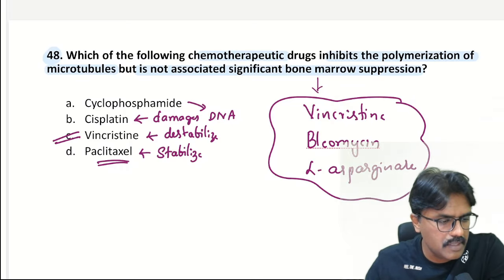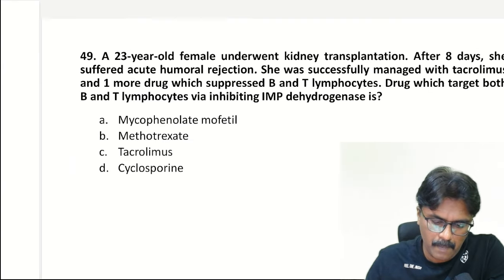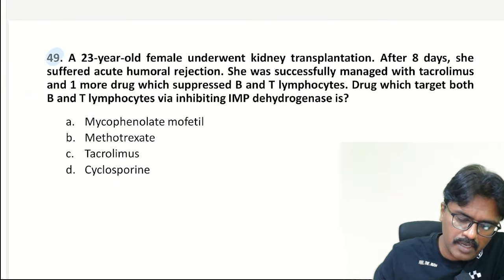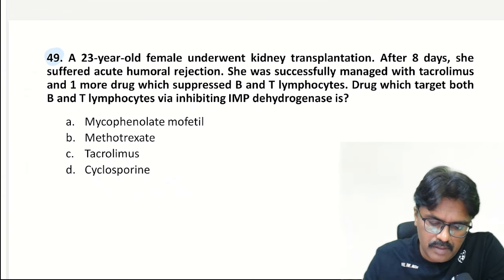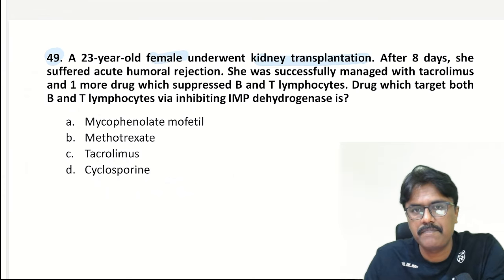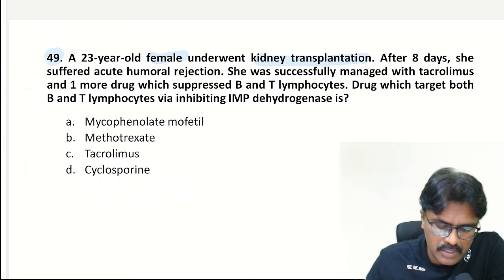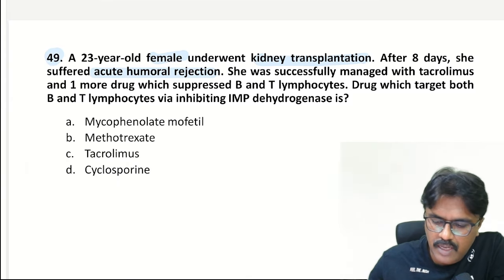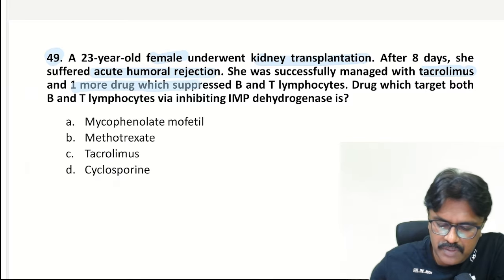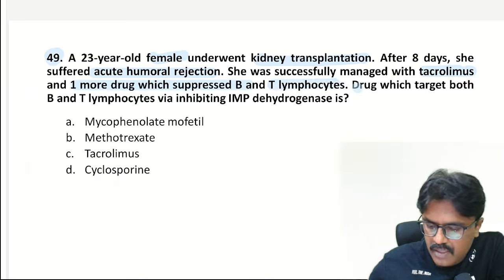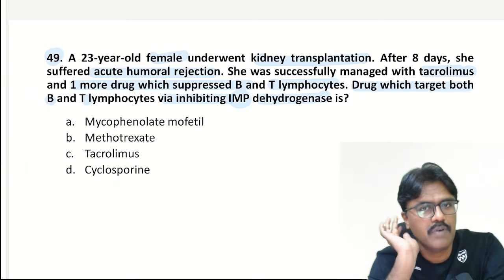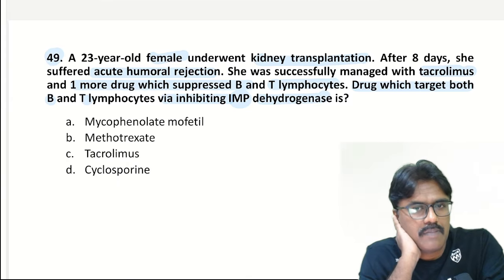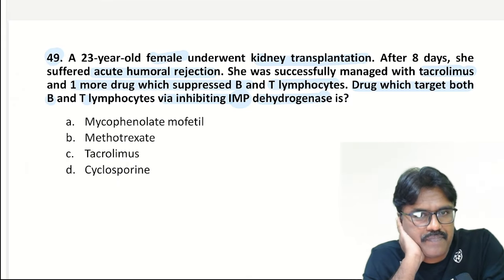Yes, Abhijit Singh, you're right. Question number 49. A 23-year-old female underwent kidney transplant. After 8 days, she suffered acute rejection. She was successfully managed with tacrolimus and one more drug which suppressed B and T lymphocytes, a drug which targets both B and T cells by inhibiting IMP dehydrogenase. IMP stands for inosine monophosphate dehydrogenase.